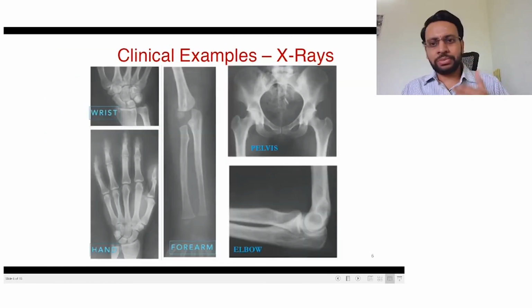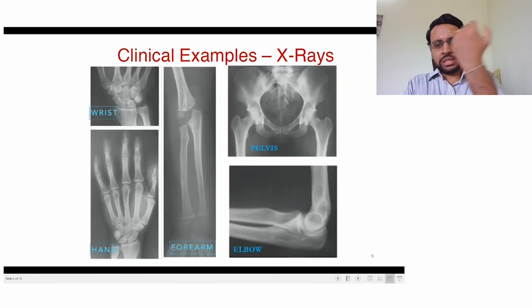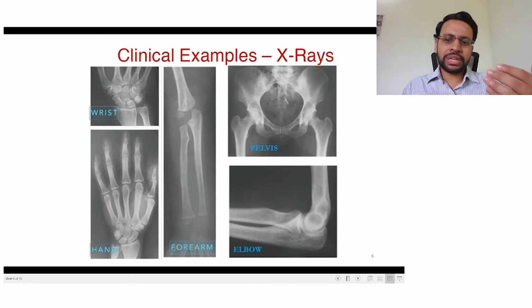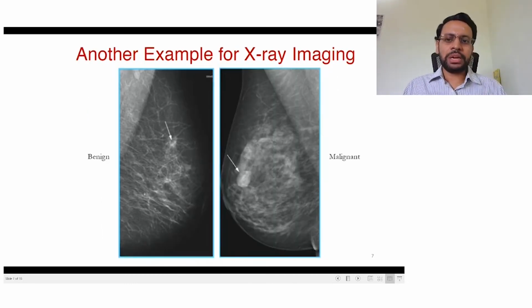Some more examples: if there is any fracture in the wrist, for example, they would like to see, and similarly in the forearm, pelvis, elbow, hand, wherever bones are involved, this is something that is commonly used.